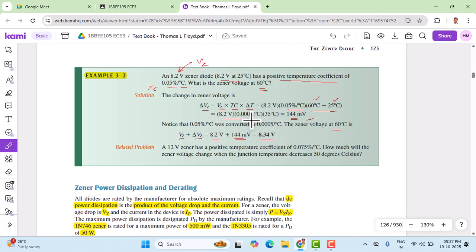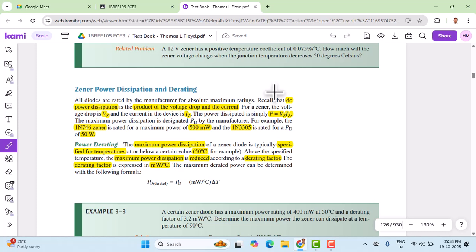So what is the conclusion from this? At 25 degrees Celsius, the Zener voltage is 8.2 volts, but when the temperature changes to 60 degrees Celsius, the corresponding Zener voltage is 8.34 volts. Okay, so this is how the problems related to Zener diode can be solved.